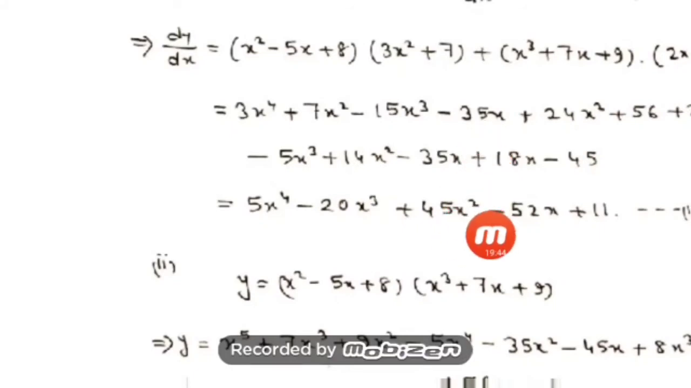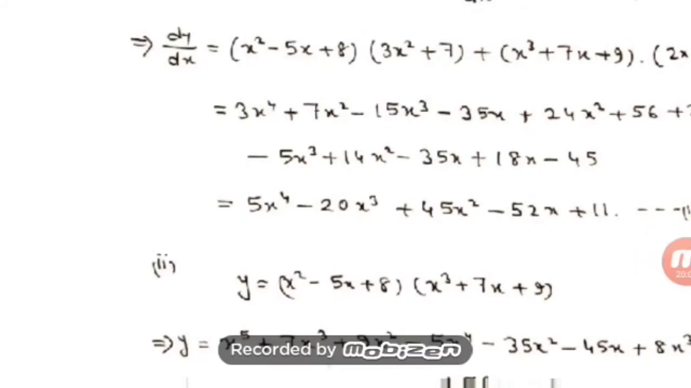Combining the terms containing x, minus 35x minus 70x plus 18 gives you minus 52x, and the constants. Your constants are 56 minus 45, which is equal to 11. So we have got one answer by doing product rule. I just mark it as number 1 as I have to use it later.